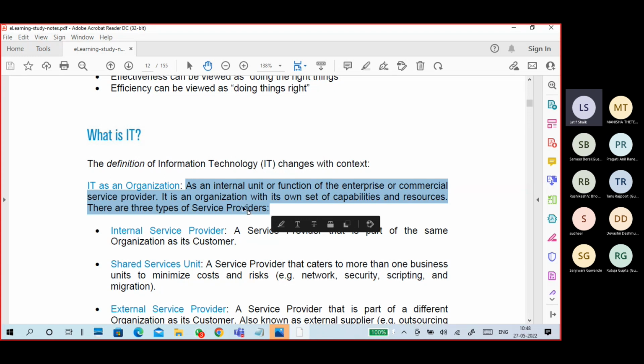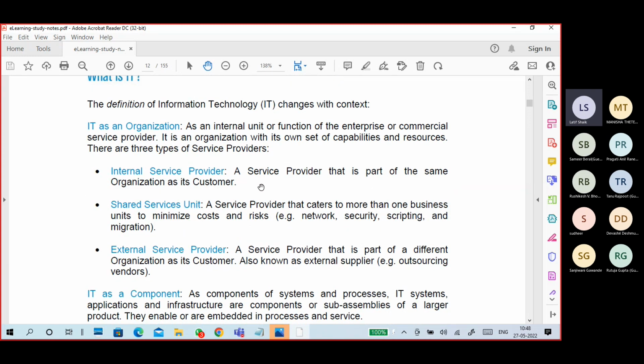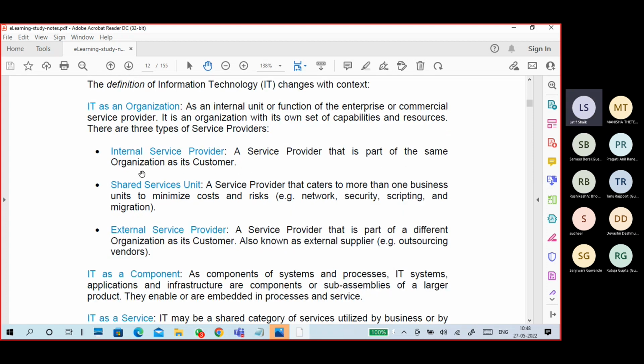So it is an organization, which means it is a service provider. An internal service provider is a service provider that is part of the same organization as its customers. I'm maintaining something like a private cloud. I have the infrastructure, computers, laptops, network, and application servers. I have everything, and my customers are only those working in my organization. That is an internal service provider.